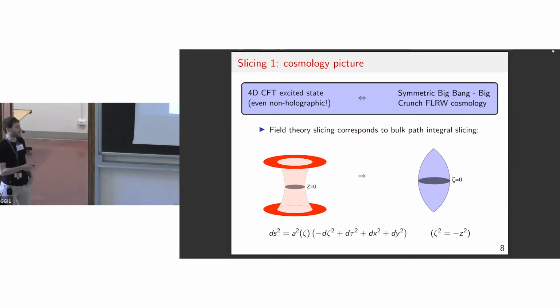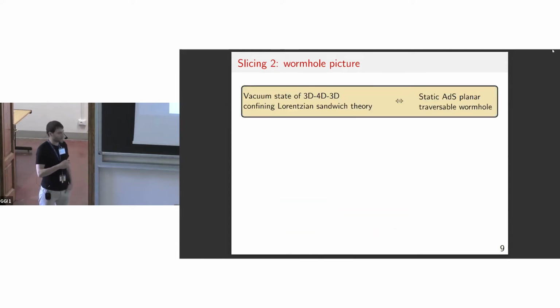So the slide that I showed at the beginning showed that if you have a cosmology and then you analytically continue, you get a Euclidean wormhole. So here we're doing the same thing the other way around. So this is one possible slicing. And the other one, the one that defined the vacuum state of this 3D-4D-3D theory, so we have this gap Lorentzian theory, which is just the Lorentzian version of the Euclidean sandwich theory.